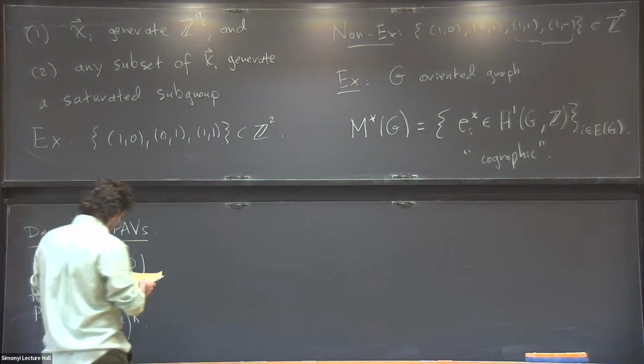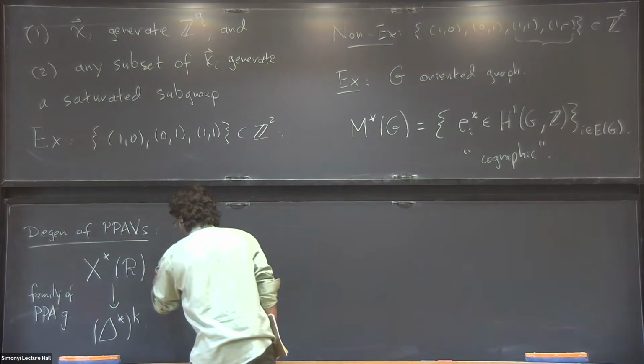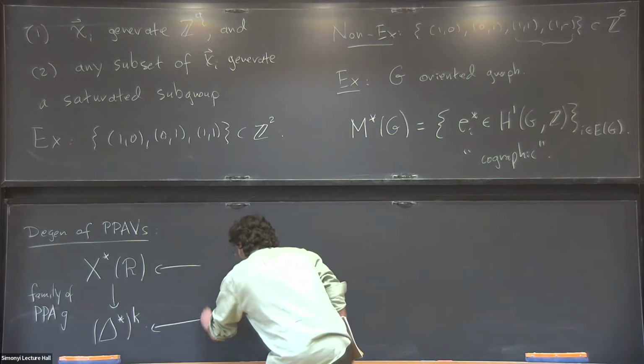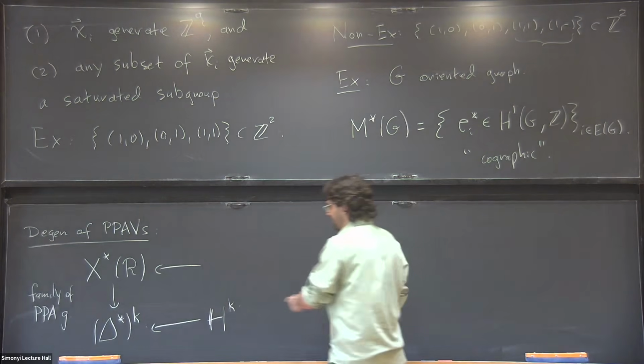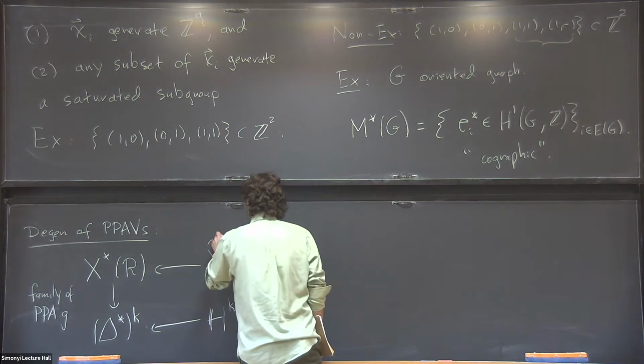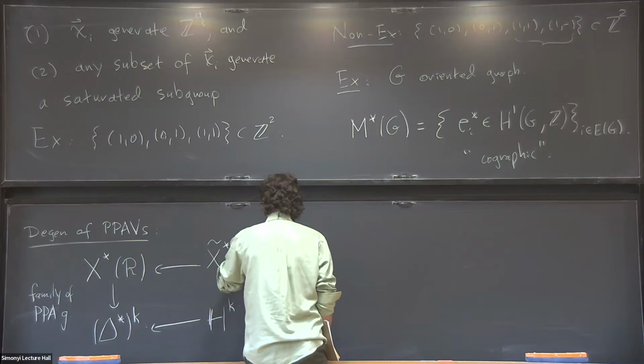Okay, so how do we build it? Well, we'll build it using its period map. So we'll take the universal cover of this. So this is the upper half plane to the k. Let's call this X tilde star of R.